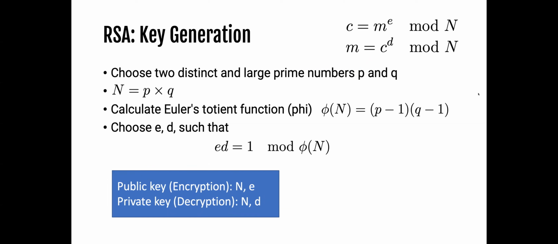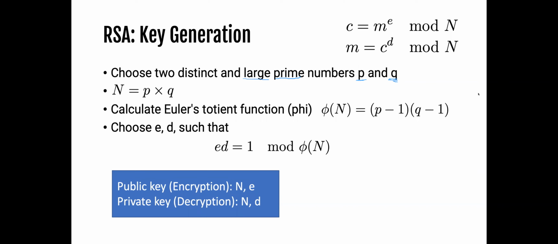Let's first talk about how to generate N. We first choose two large prime numbers, P and Q. I want you to remember that they're large prime numbers. All right, and then we calculate N as the multiplication of P and Q. So N is equal to P times Q. This is how N is calculated. And then given N, we then calculate E and D.